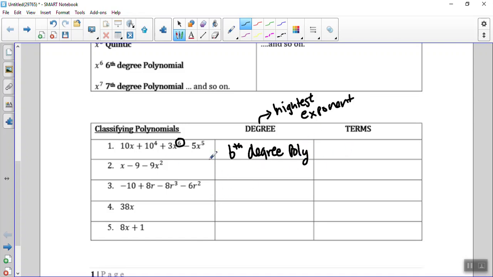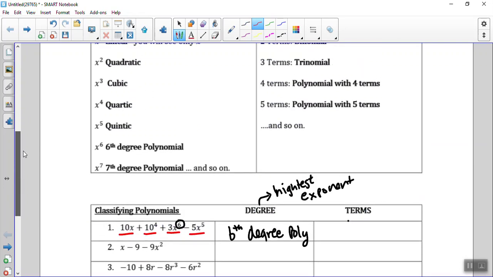It should say nomial, but I don't want to write the whole thing. And then we also classify by looking at the number of terms it has. Remember, a term is anything that's being separated by addition and subtraction signs. I'm just going to count them. This has 1, 2, 3, 4 terms. So if it has 4 terms, it's a polynomial with 4 terms. Well, that's fancy.